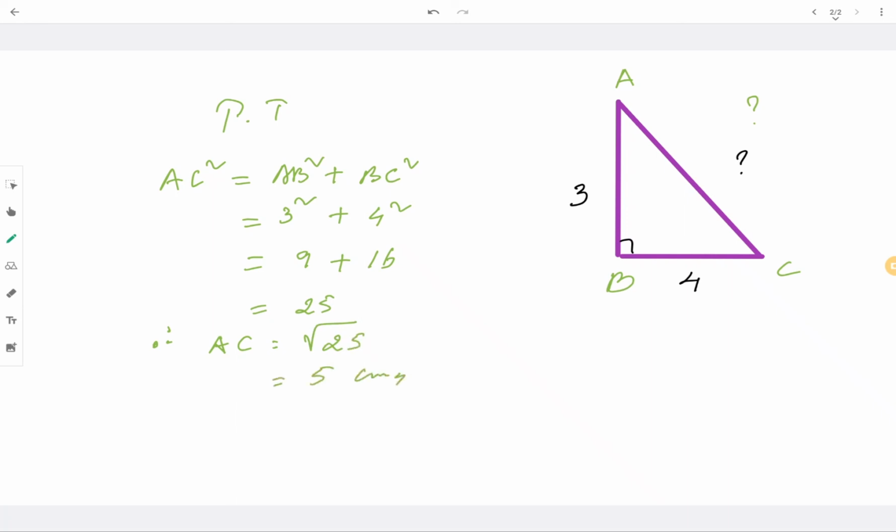So in simple terms, just remember that in a right triangle, if they've given you two sides, any two sides, you can always find the third side by using the Pythagoras theorem. Okay, so now we'll start solving the questions.